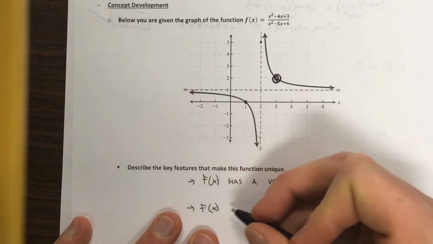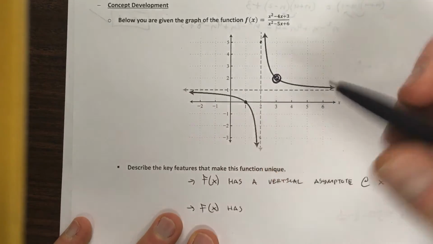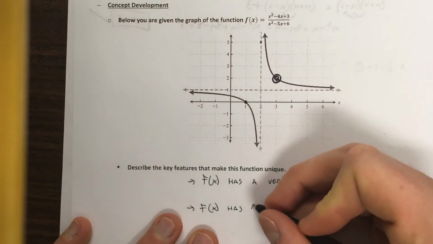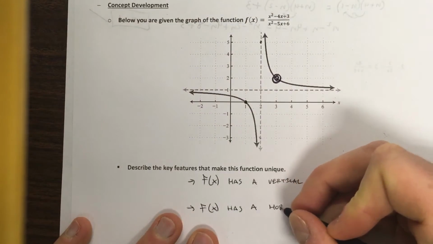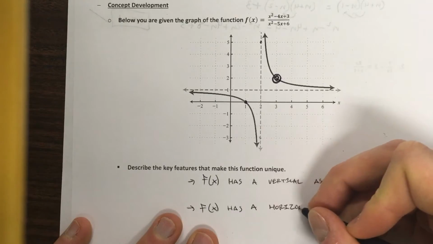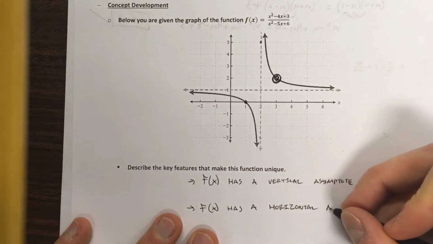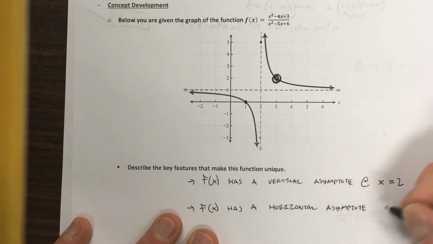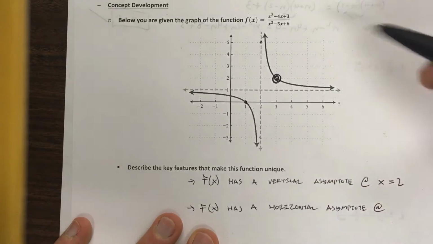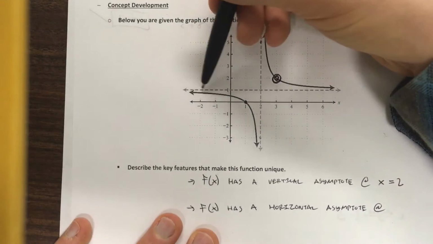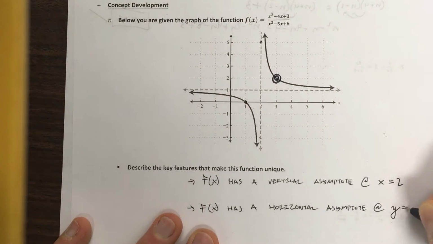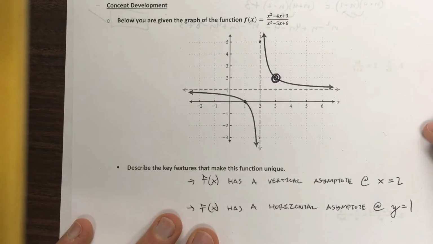f of x also has another type of asymptote. If it's straight like this, we call that a horizontal line. So we have a horizontal asymptote at the line y equals 1. It equals 1 the entire time on that dotted line. So we say it has a horizontal asymptote at the line y equals 1.